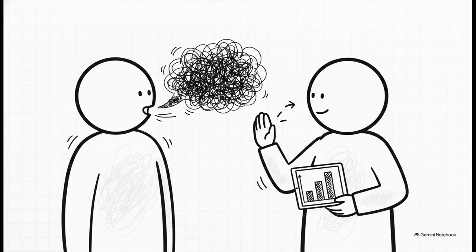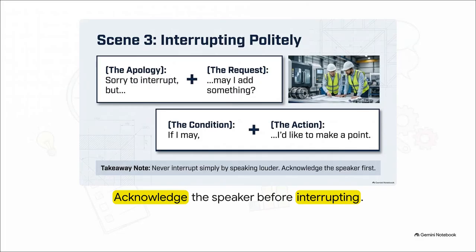For instance, if you're a participant and you have critical technical data to share while someone else happens to be speaking, your purpose is that you need to add information. Therefore, your action is to interrupt politely. Please, whatever you do, don't just speak louder to talk over your colleague. It doesn't work. Instead, acknowledge the speaker first using an apology and a request. You could just say, "Sorry to interrupt, but may I add something?" Or you can use a condition and an action, like, "If I may, I'd like to make a point." It's highly professional, it's respectful, and it's super effective.